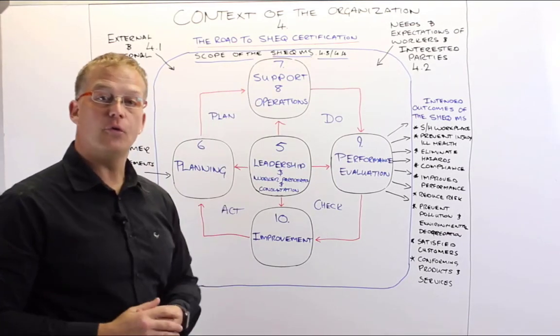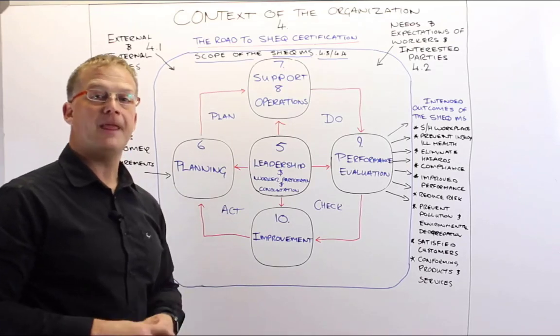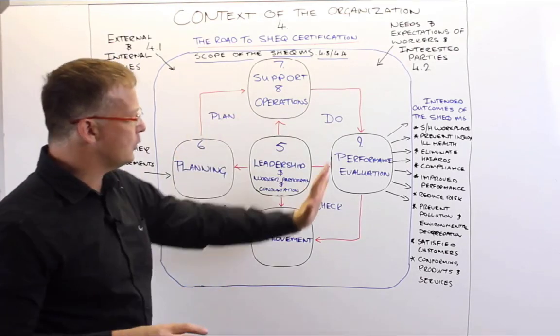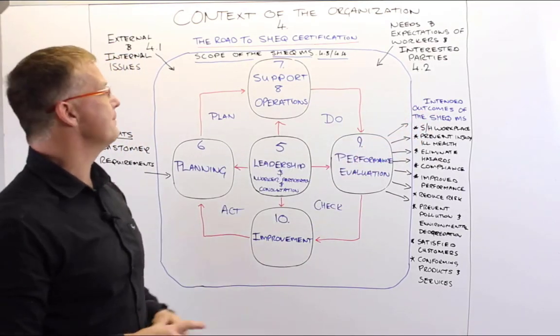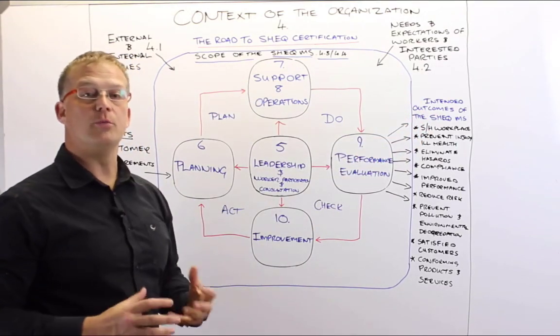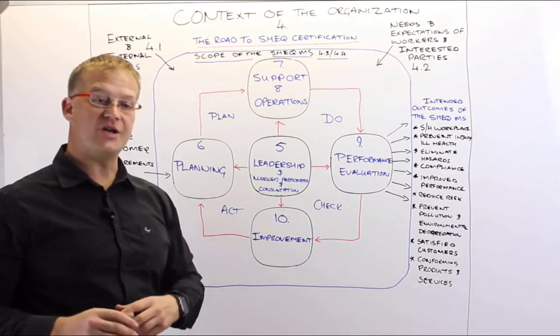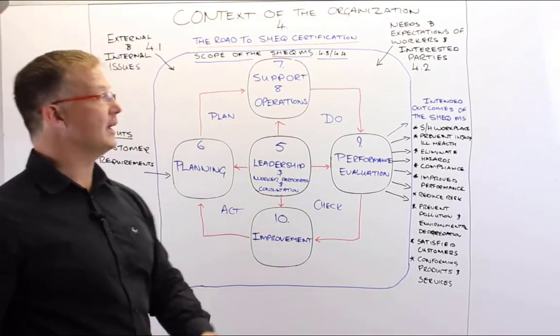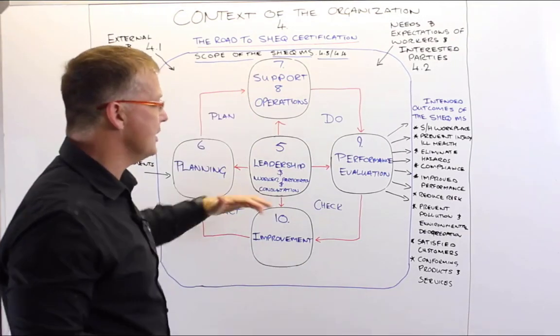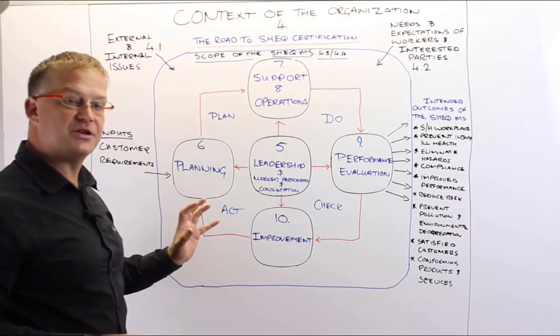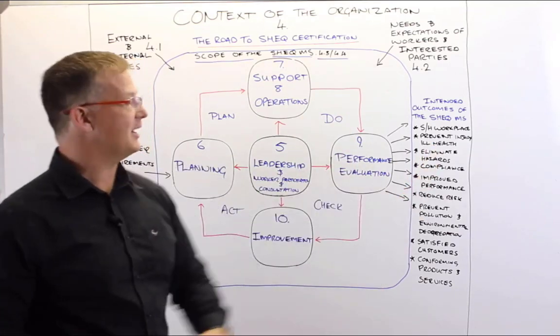Then in 7.4, we move on to communication and how we're going to communicate within the management system and how we're going to communicate with external parties. And then in 7.5, we move on to documented information, which handles documentation and records. And you can see from Clause 7 how all of those clauses support the implementation and maintenance of the management system to achieve the intended outcome.